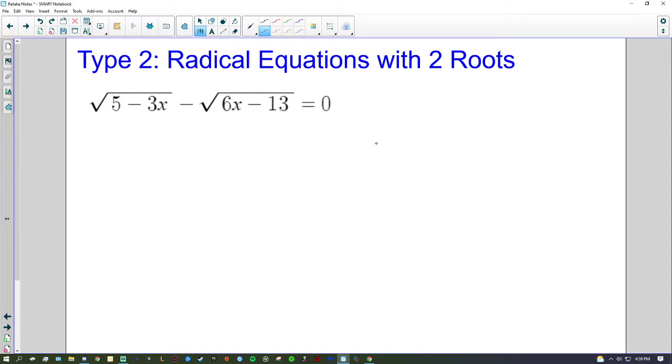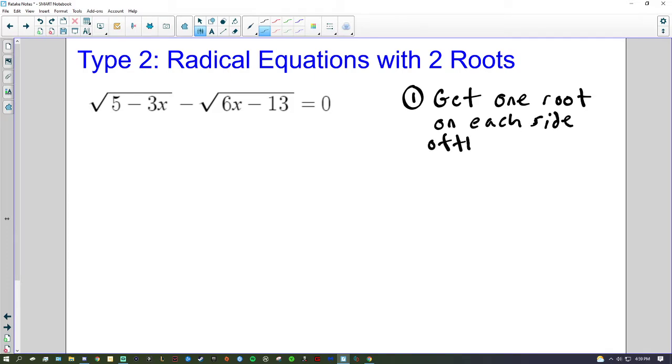We need to try to figure out a way we can get rid of both of our roots at the same time. In order to do that, our first thing is to make sure that we have roots on opposite sides. So right now, both of our roots are on the left side. We want one on the left, one on the right. So our step 1 is to get one root on each side of the equals. Right now, both are on the left side. We're going to move one.